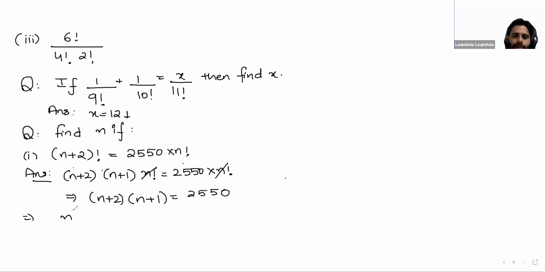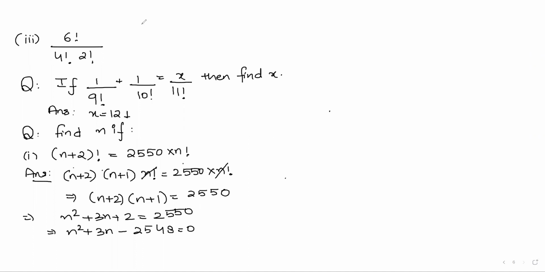Open this. So you will get n square plus 3n plus 2 is equal to 2550. Okay, and you will get this equation: n square plus 3n minus 2548 is equal to 0. Okay, Krishna, that's correct. Yes, sir. Okay. Next we have this equation: n squared plus 3n minus 2548 is equal to 0.